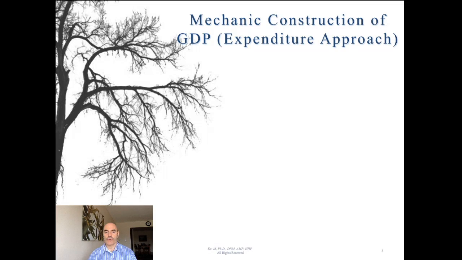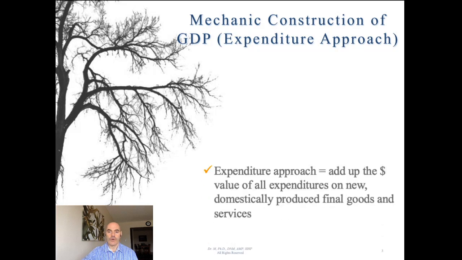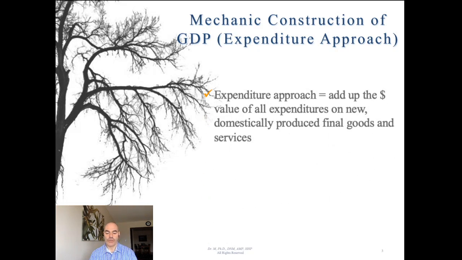There are two approaches that you want to be aware of when it comes to construction of GDP. The first one that we will consider is the expenditure approach. The expenditure approach consists of adding up the dollar value of all expenditures. And remember, by definition, on new domestically produced final goods and services.